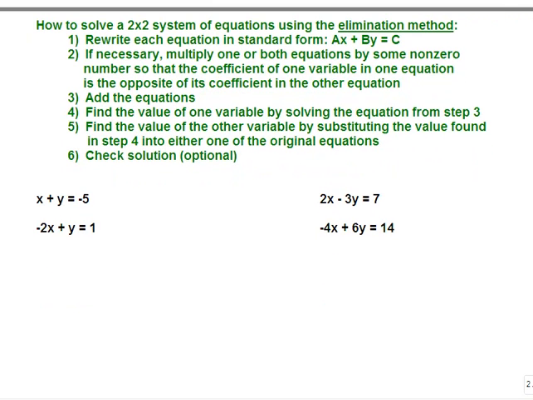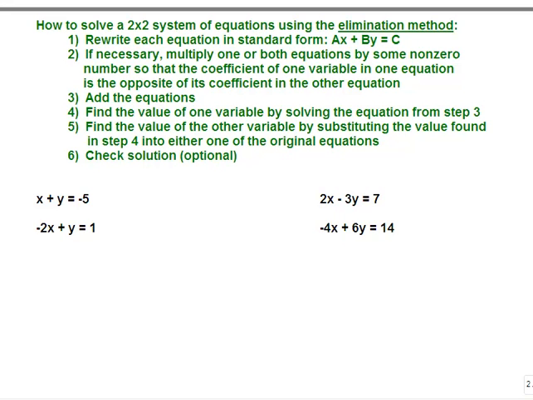Okay, so we've talked about the graphing method, we've talked about the substitution method, now we're going to talk about the method called elimination. Now elimination is a really useful method. We're going to use this not only to solve 2 by 2 systems, but also 3 by 3 systems.